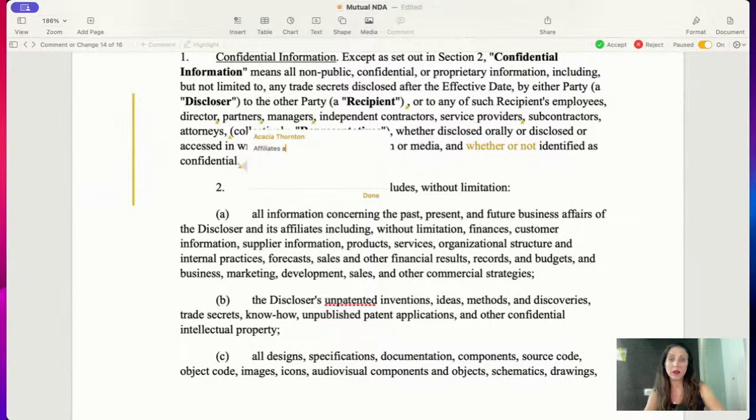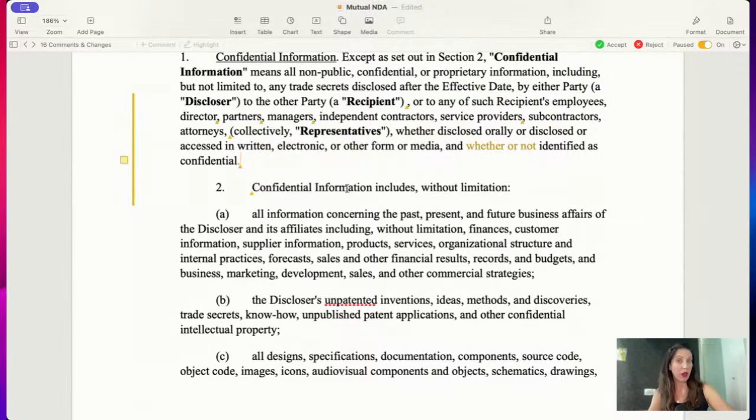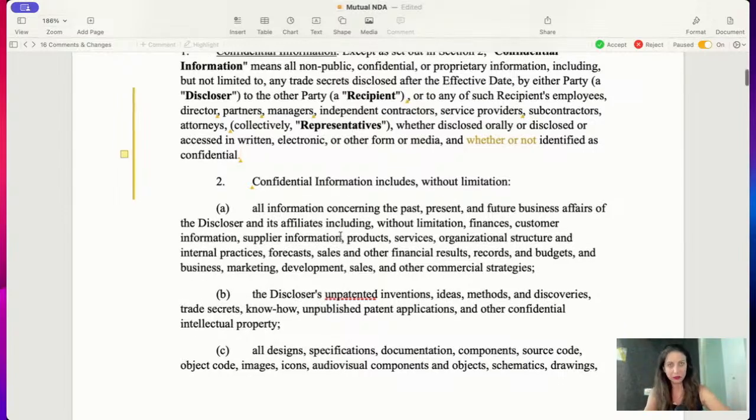Affiliates are not understood to be part of this agreement. So then they understand why you removed them, and if they want that back in there, they can explain to me how the affiliates belong there.